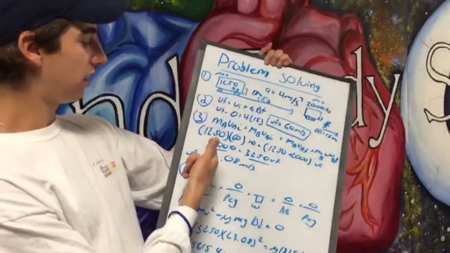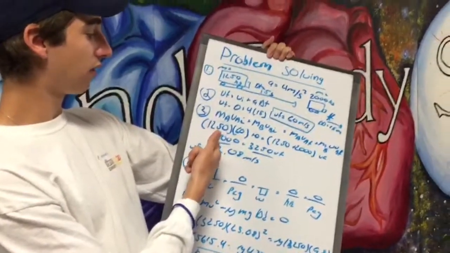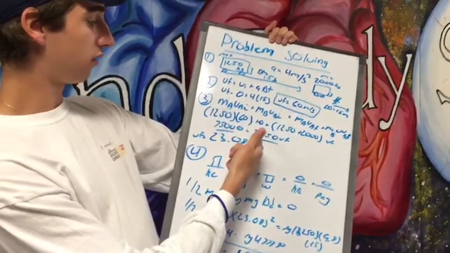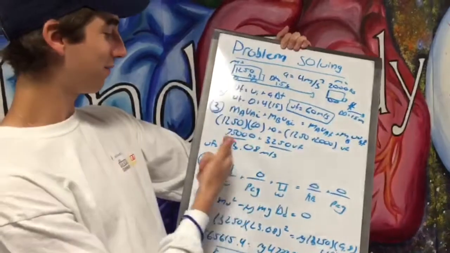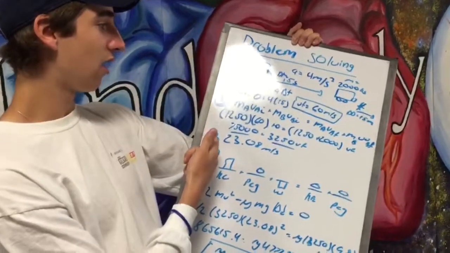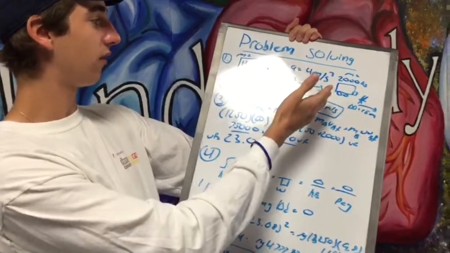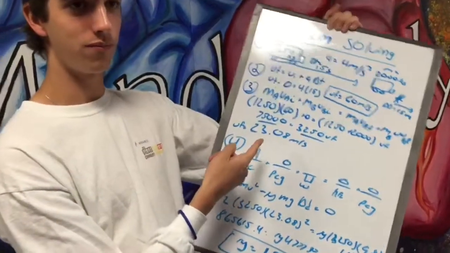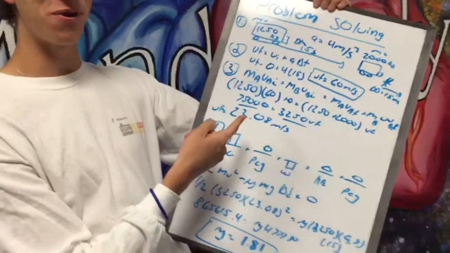What you get is 75,000 plus 3,250. You divide, you get the final velocity of the collision, 23.08. Then you go into the bar chart.